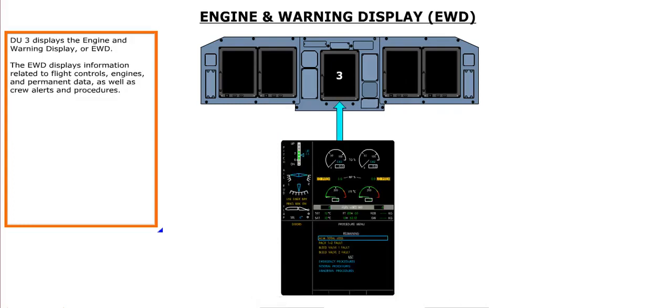DU3 displays the Engine and Warning Display, or EWD. The EWD displays information related to flight controls, engines, and permanent data, as well as crew alerts and procedures.